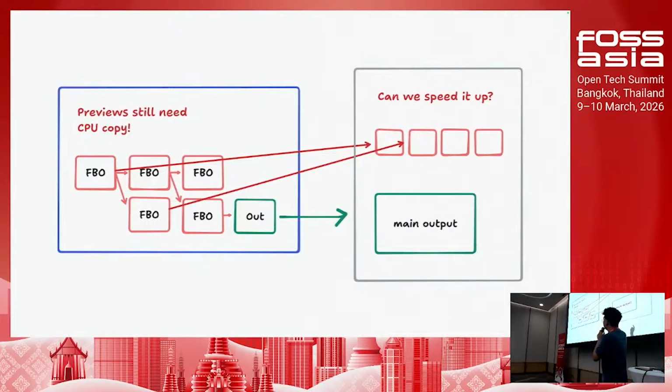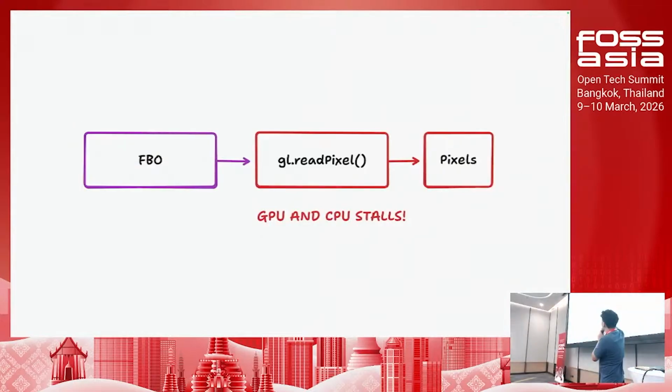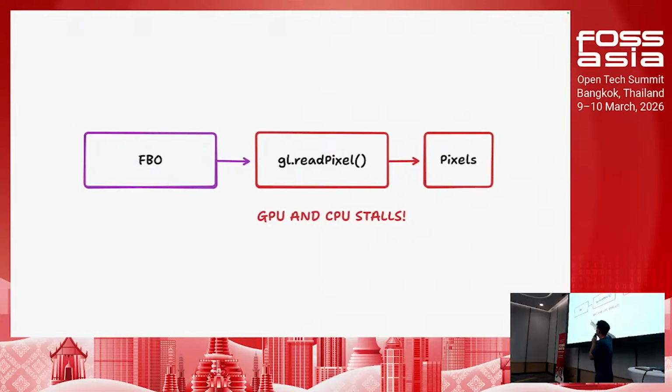The problem is you still have to copy from CPU to GPU, right? And those copies are actually really, really slow. And you have so many nodes that you have to do the copy. Can you speed it up? Here's the main problem. When you read the data from a node, it uses an API called readPixels. So what that does is the GPU is gonna send your CPU the pixels, and it's actually quite slow.